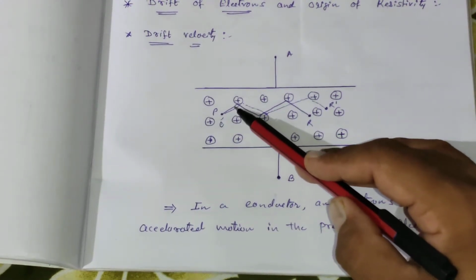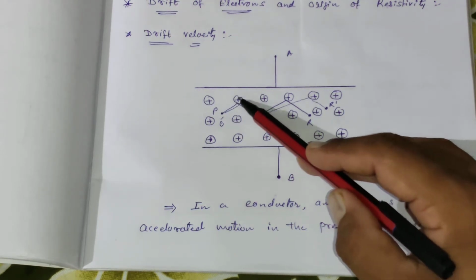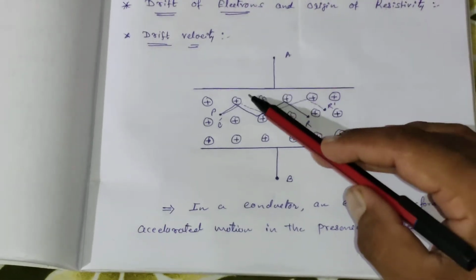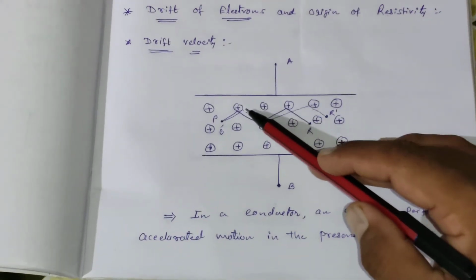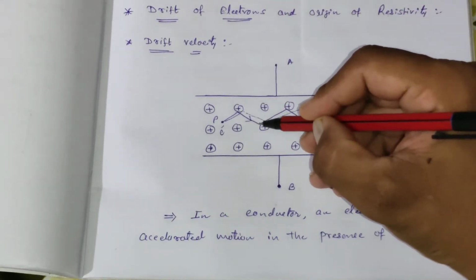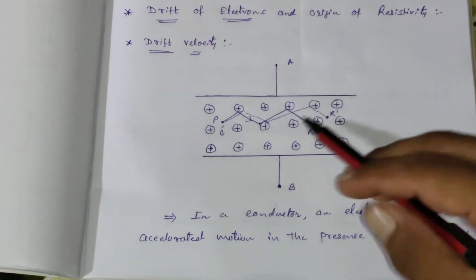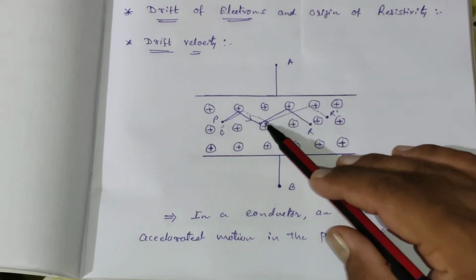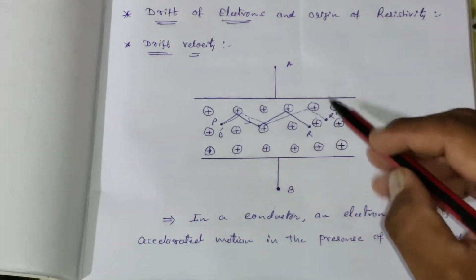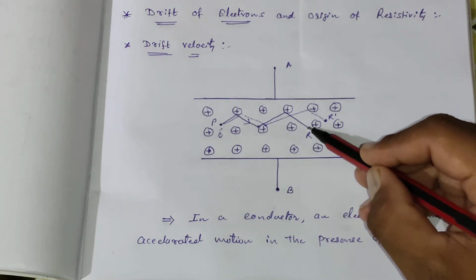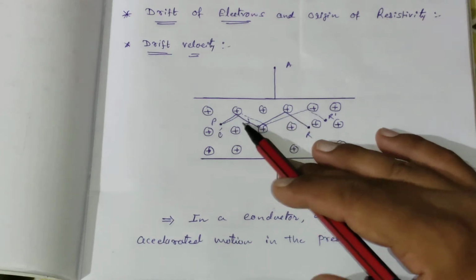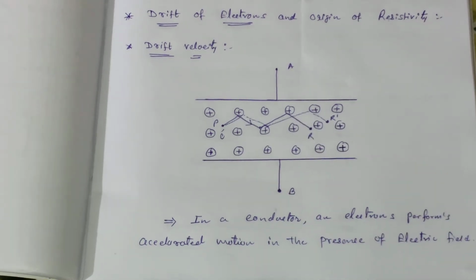Now remember, while it is traveling, at the place of an ion it collides and changes its direction. Now it is moving this way, and here also it collides and changes direction. This way many collisions occur, and finally this electron reaches position r. So you can easily observe that a zigzag path occurs for the electron.